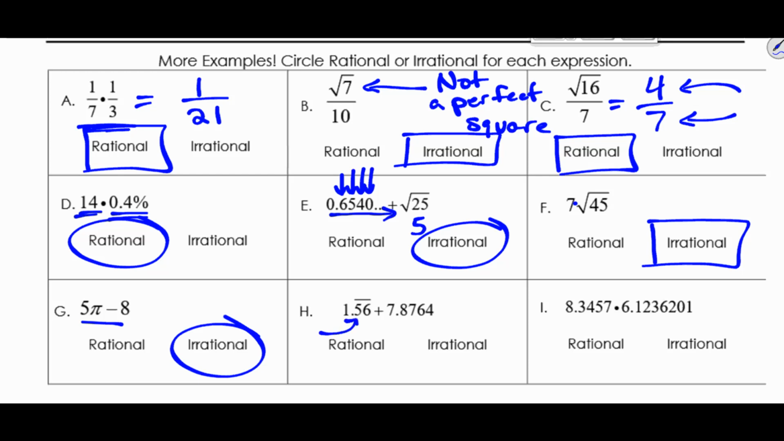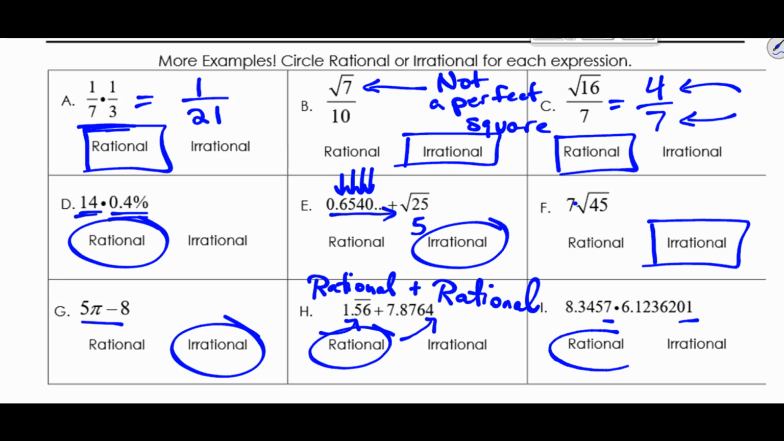The letter H, the first one is a repeating decimal. This part is repeating. So that's rational. Plus a decimal that stops. That's rational. So that ends up as a rational number. Almost the exact same thing on the next one, except it's just two decimals that stop. Decimal stops, decimal stops. Those are both rational. Doesn't matter if I multiply them together, it's still going to be rational.